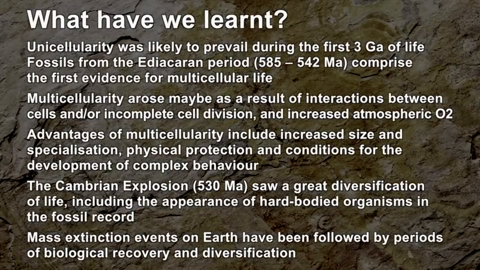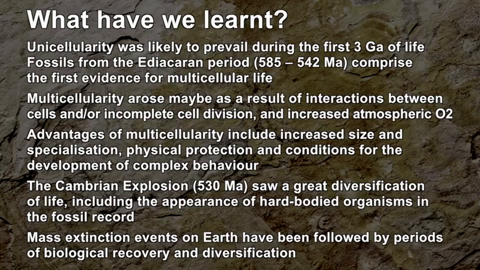So what have we learnt in this lecture? Hopefully what we've learnt is that unicellular organisms prevailed for about the first 3 billion years of life's history. Fossils from about 585 to 542 million years ago seem to comprise the first evidence for multicellular life, at least experiments in early body plans. Multicellularity arose maybe as a result of interactions between cells, genetic changes within organisms themselves, or changes in atmospheric conditions, such as a rise of atmospheric oxygen.